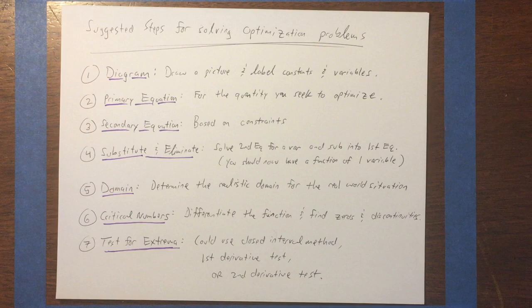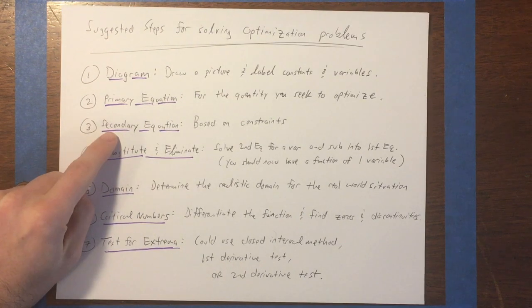Then, step 3, get your secondary equation. There should be some constraints. If there's lots of variables floating around, you need some constraints to narrow it down to one variable. Otherwise we're talking multivariable calculus optimization, and we're not learning that this semester. So you should have some constraints, and you can use those to get a secondary equation.